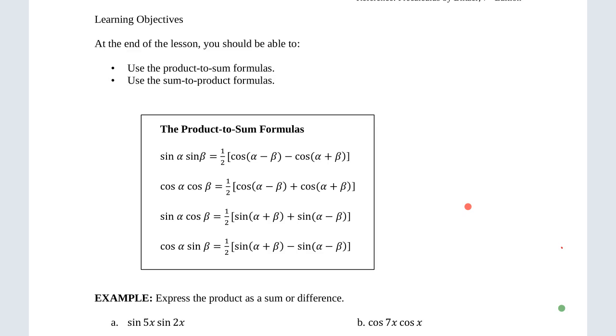As we work through examples today, I strongly recommend identifying angle alpha and angle beta first before writing anything else. Doing that helps avoid most mistakes students make when applying these formulas. Okay, so let's go ahead and start with our first example.